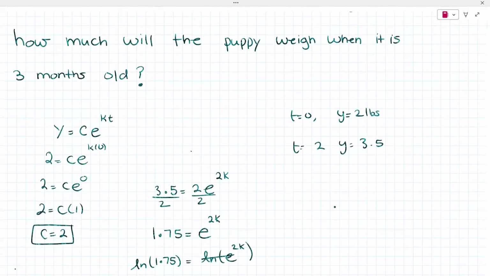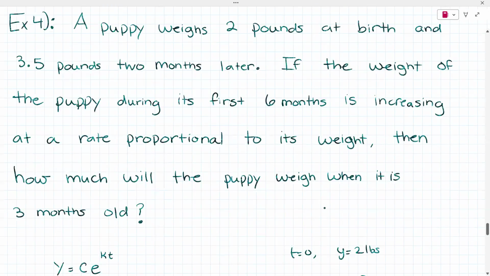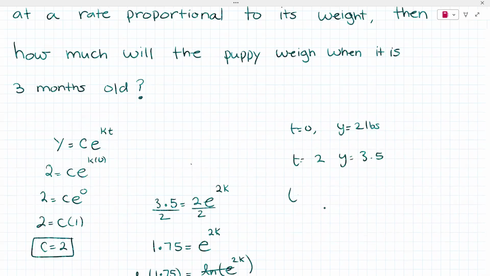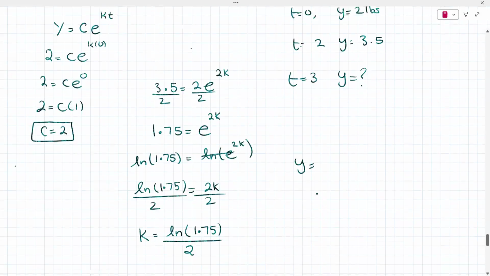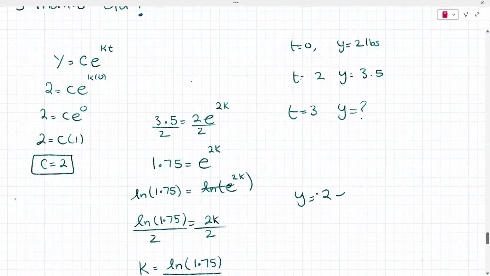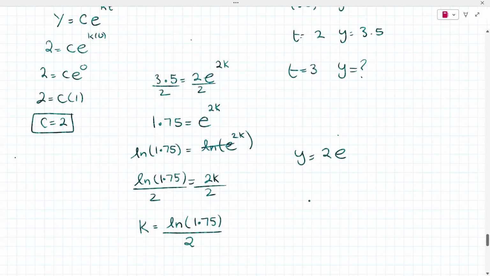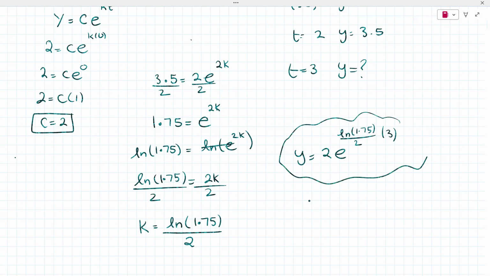Now, how much will the puppy weigh when it's 3 months old? So at t equals 3, what is the y value? First we have to find our equation. So it's going to be y equals c, which is 2, e, and then our k is ln of 1.75 over 2, and then our time is 3. So this could be your exact value. Yeah, so this would be your answer. That would be an actual value, right?